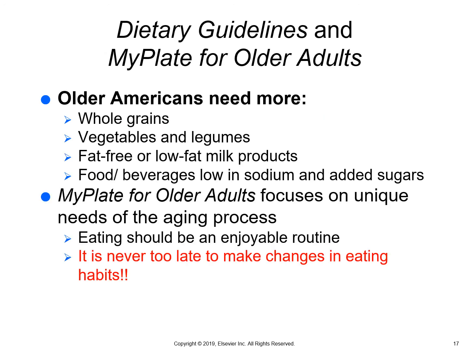Older Americans need more whole grains, vegetables and legumes, fat-free or low-fat milk products, and food and beverages that are low in sodium as well as added sugars. My Plate for older adults is a wonderful resource for them to focus on the needs unique to that aging process. Eating should be an enjoyable routine, and it's never too late to make changes in their eating habits.